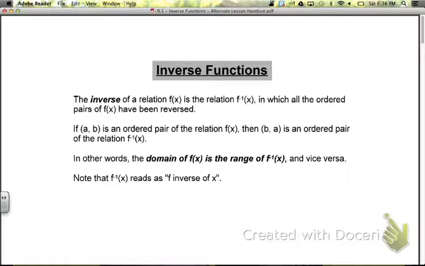So if I have the point (1, 2) in f at x, I will have the point (2, 1) in f inverse of x. So in other words, the domain of f at x is the range of f inverse of x and vice versa. And note that f inverse of x reads as f inverse of x.